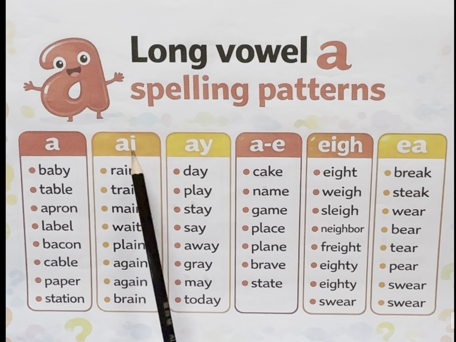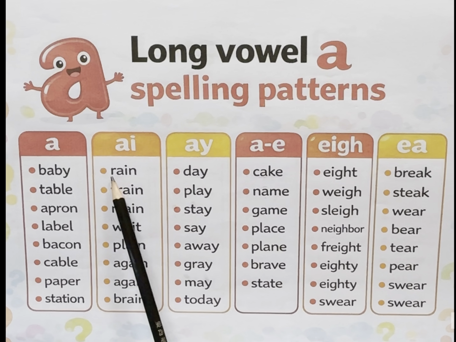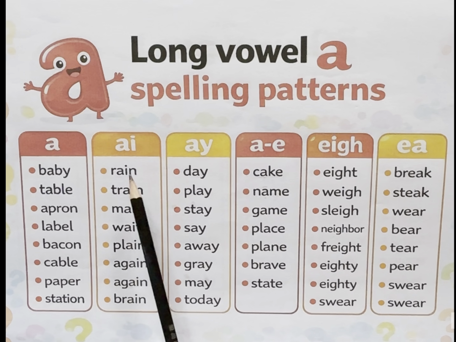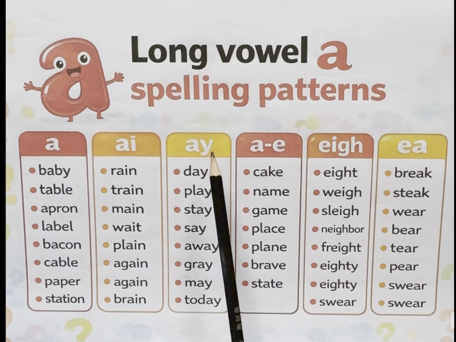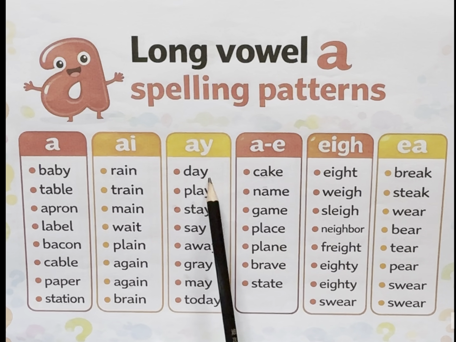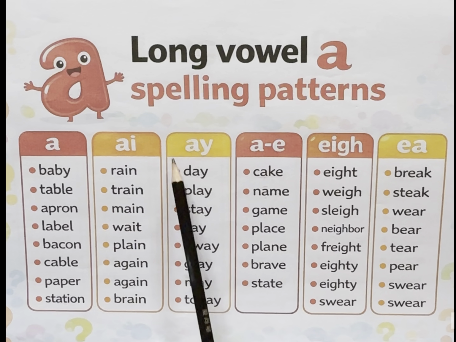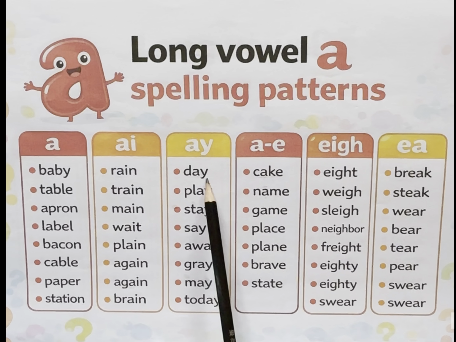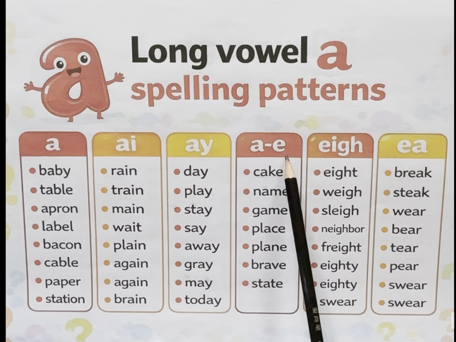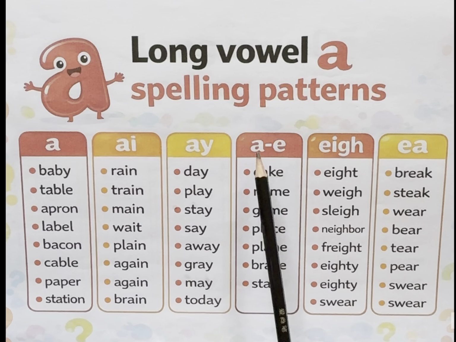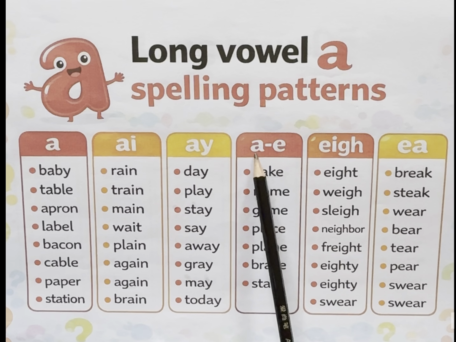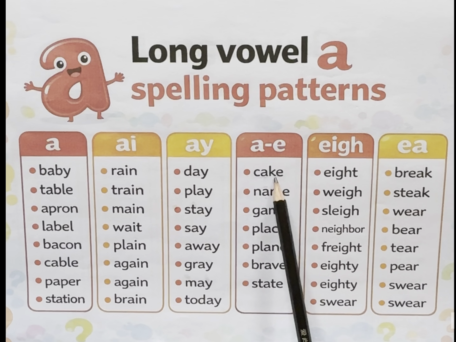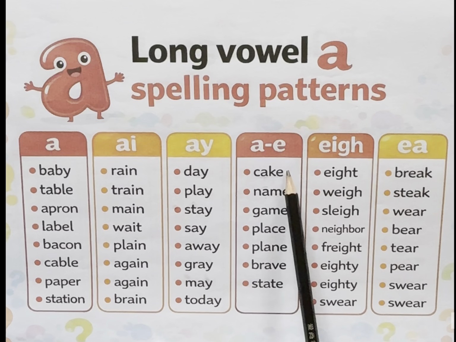A and I make the sound A as in R, A, I, N, rain. A and Y make the A sound as in D, A, Y, day, and this spelling pattern usually comes at the end of a word. This is a split digraph. If a word has a vowel, consonant and a silent E, then we will read A as the long vowel A sound as in C, A, K, E, cake, and this E is silent.